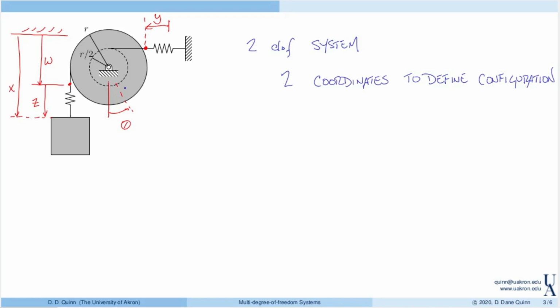Let's examine y and theta. These two are definitely related because as the disk rotates, this spring stretches, right? So looking at some simple kinematics, we can say that y is r over 2 times theta. Likewise, if I look at this point above the spring, as the disk rotates, this point, defined by w, moves up and down, right? So here w is r times theta. Notice that these are dependent coordinates, right? If I know one of them, I can find the other two.